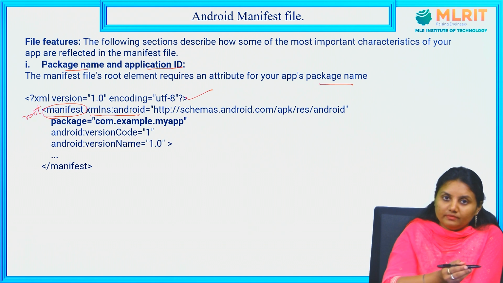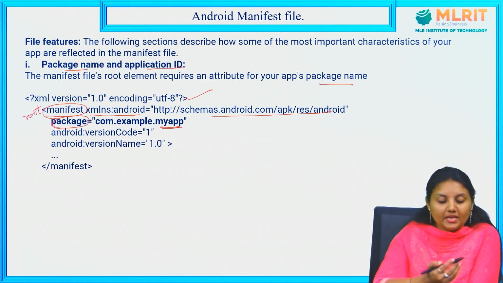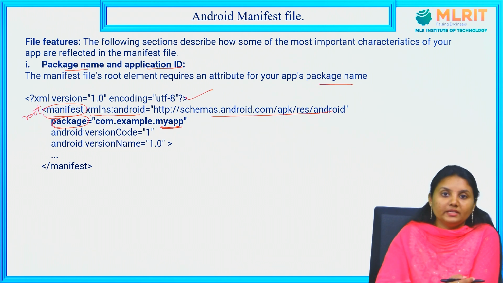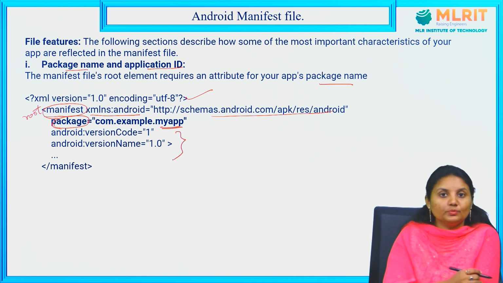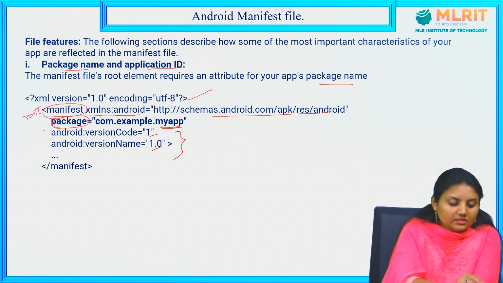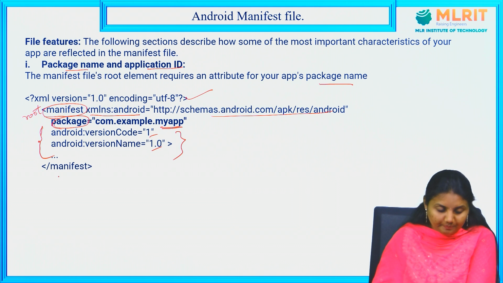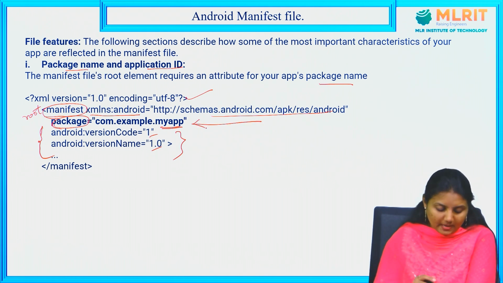xmlns:android is the namespace that we have defined in this particular link. And package is given by default as your application package name. My app is the application name, so com.example.mypackage will be the package name. And this is the basic default code for which version of Android you are using. The manifest file code will give it as 1 and 1.0. So these are the different codes that you can write in your manifest as a root tag. Especially for package, we'll take the name of your package, the application name.